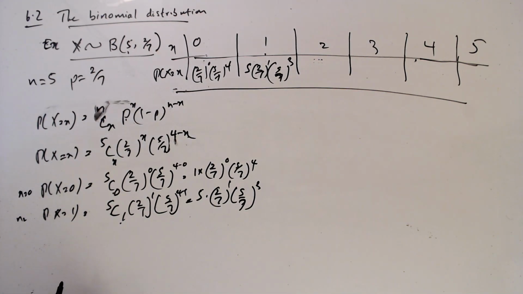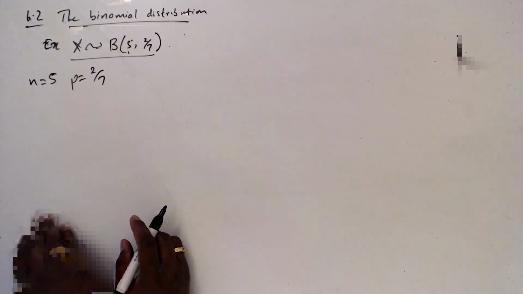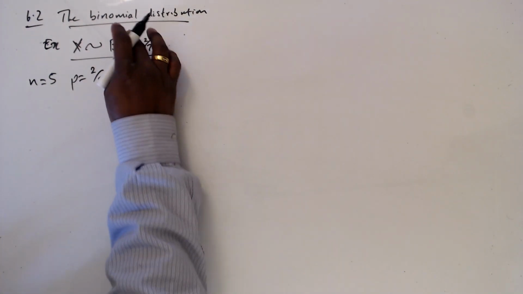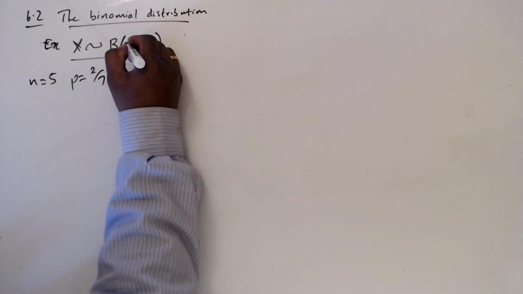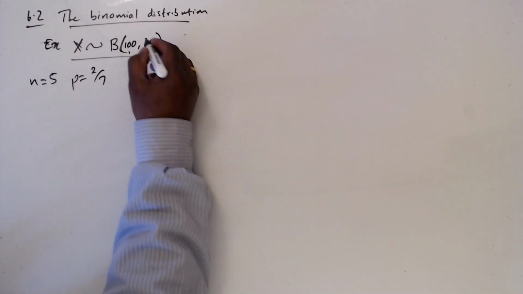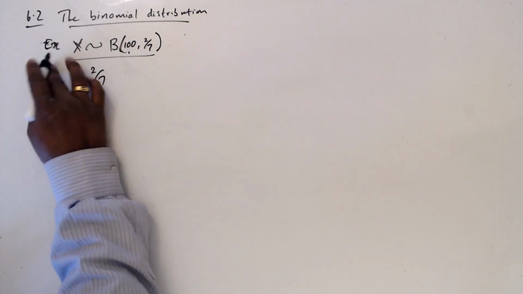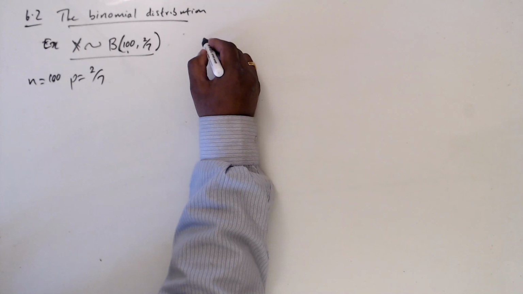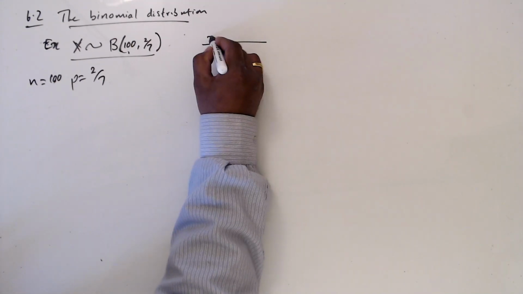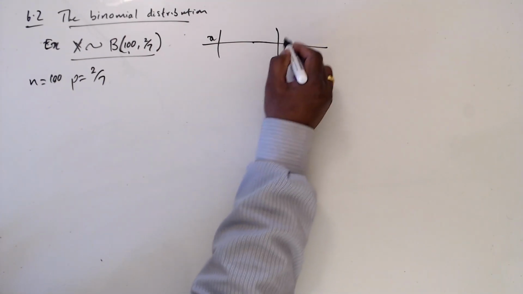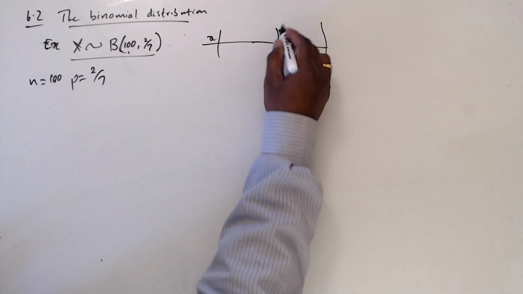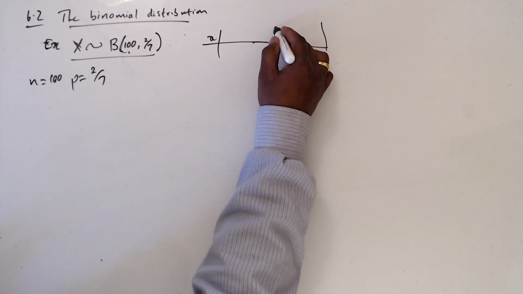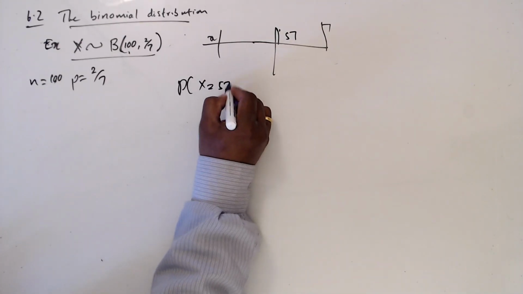Now I'm going to change this one. I'm going to put 100 trials and the same probability. So n equals 100, and I want to know the number of 7s. So this is the probability of getting P(X = 57).